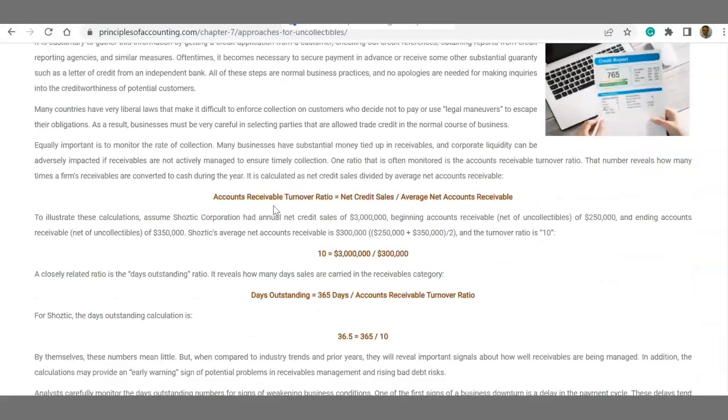So one of the liquidity ratios that you can consider as a ratio that shows how good the company is at collecting accounts receivable is the accounts receivable turnover ratio, which is net credit sales for the whole year divided by average net accounts receivable. And why do you say average?